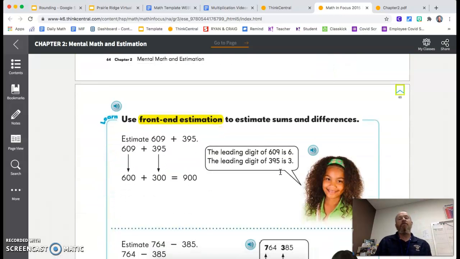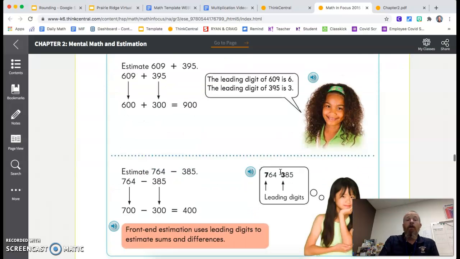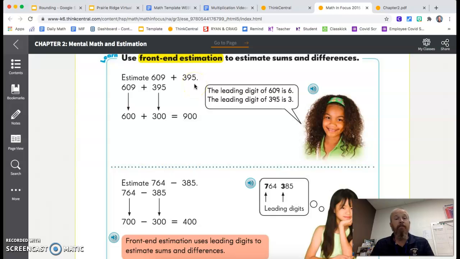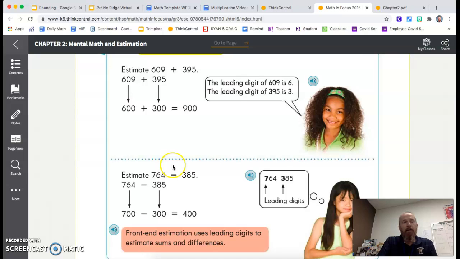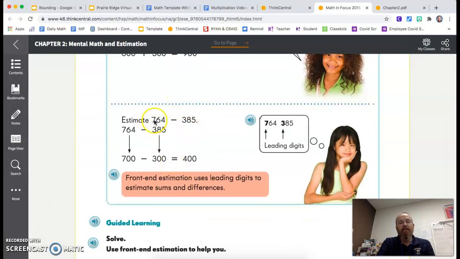Now, we're going to use these to estimate sums and differences. So let's estimate 609 plus 395. The front end number is a 6, so that's going to be 600. The front end number is a 3, so it's going to be 300. 600 plus 300 equals 900. We could also do that with subtraction. So 764, that's 700. Again, we're just using that first number, right? 385 is 300. 700 minus 300 is 400. So front-end estimation uses the leading digits to estimate sums and differences.